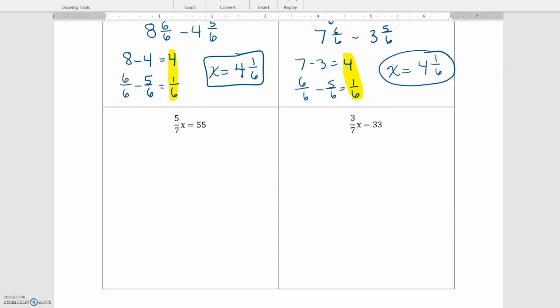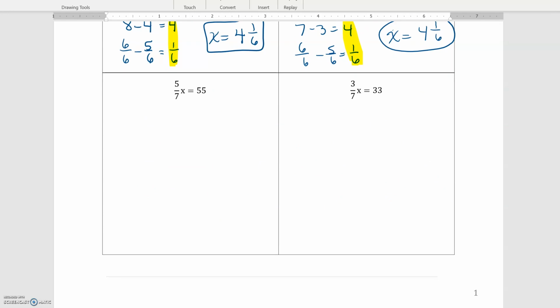So now we have some more fraction problems. We're going to do the same process. I'm going to model the left and you will try the right. So for example, it says 5/7 times x equals 55. Remember that when you have a number next to a variable, this represents multiplication.